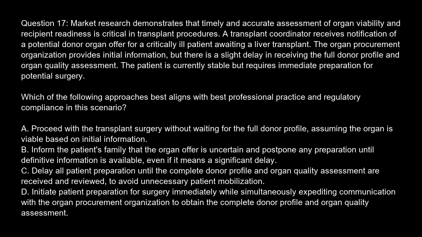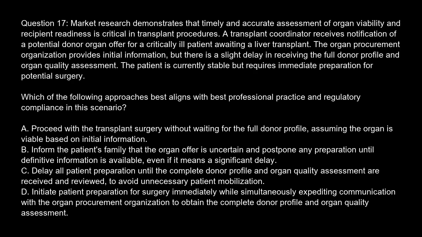Question 17. Market research demonstrates that timely and accurate assessment of organ viability and recipient readiness is critical in transplant procedures. A transplant coordinator receives notification of a potential donor organ offer for a critically ill patient awaiting a liver transplant. The organ procurement organization provides initial information, but there is a slight delay in receiving the full donor profile and organ quality assessment. The patient is currently stable but requires immediate preparation for potential surgery. Which of the following approaches best aligns with best professional practice and regulatory compliance in this scenario?